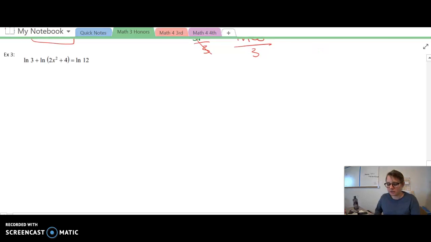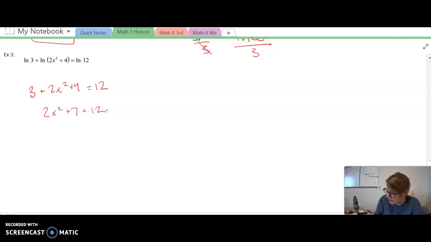So we have natural log of 3 plus natural log of 2x squared plus 4 equals natural log of 12. Well, if you notice, they all have natural log, and so that means we can just combine the innards and solve from there. So our innards are 3 plus 2x squared plus 4 equals 12. So now I'm going to solve for x. So I'm going to combine these terms. So I have 2x squared plus 7 equals 12.